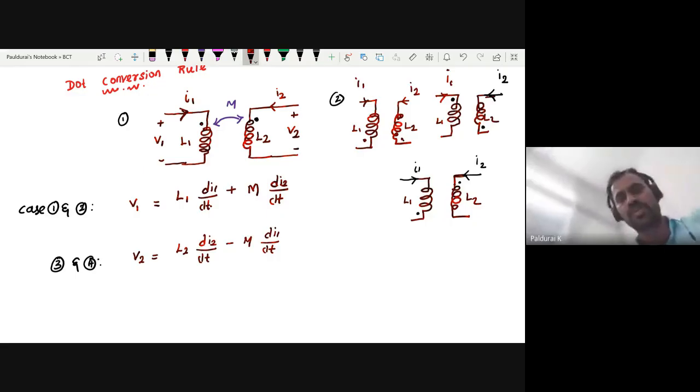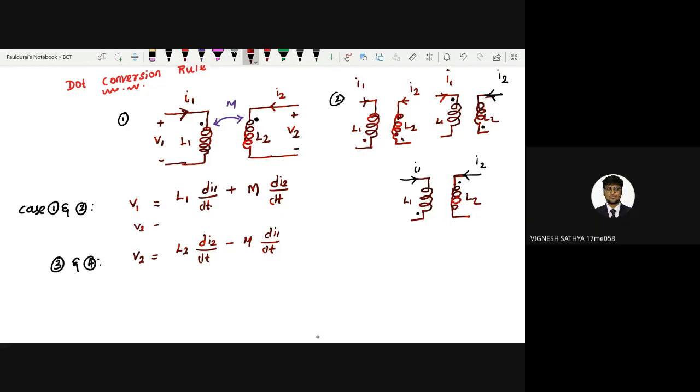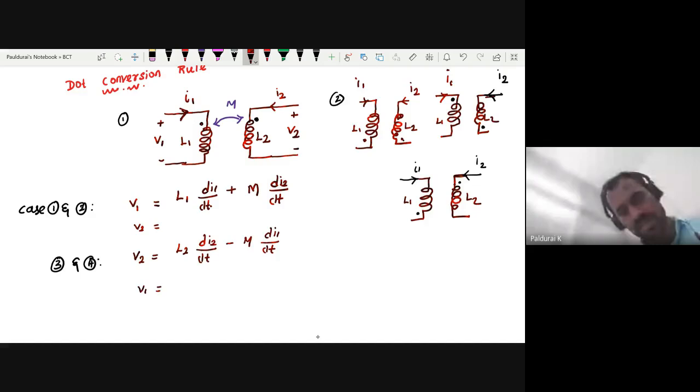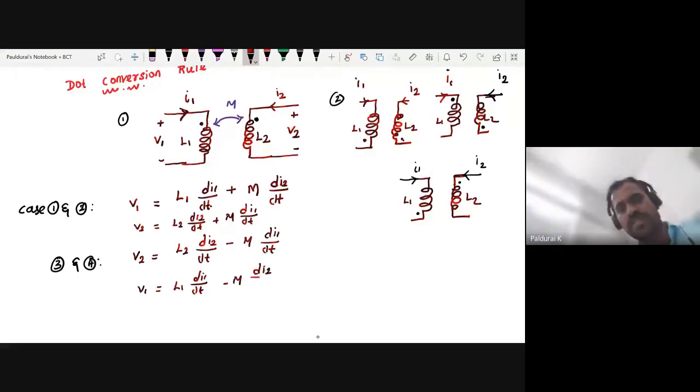Similarly, for case 1 and 2 you can write V2, and for case 1 and 3 and 4 also you can write V1. So here V2 is L2 di2 by dt plus M times di1 by dt. Here it is L1 di1 by dt minus M di2 by dt.